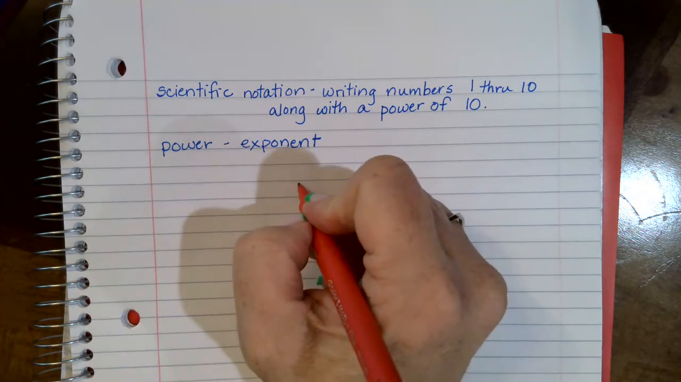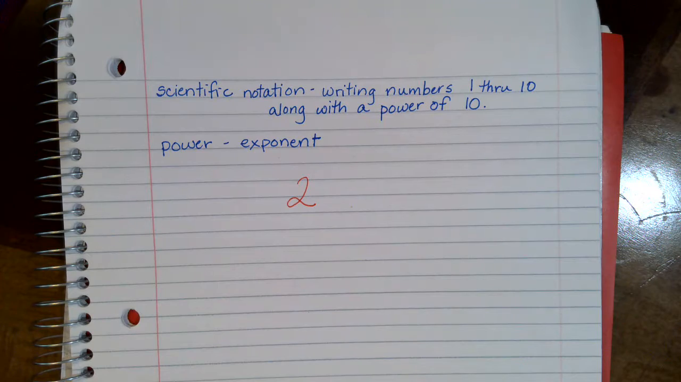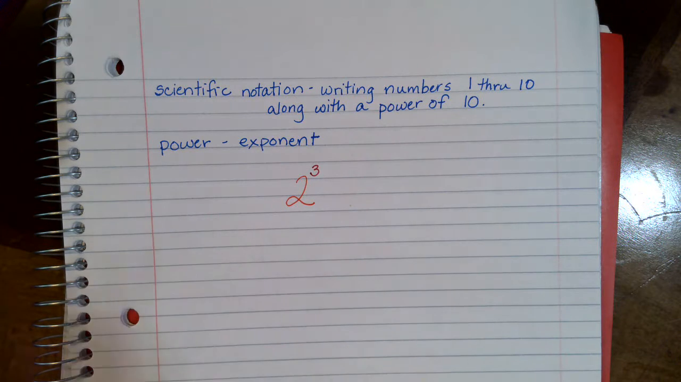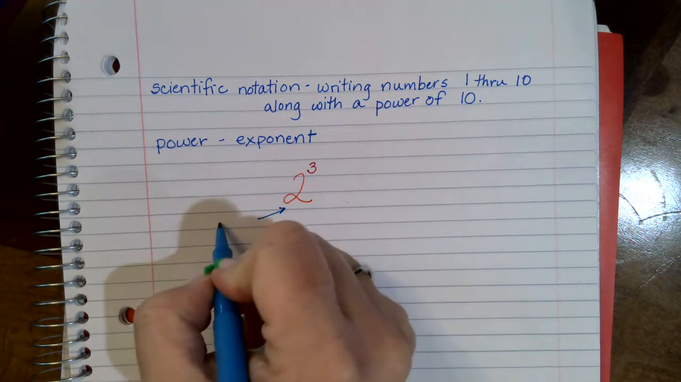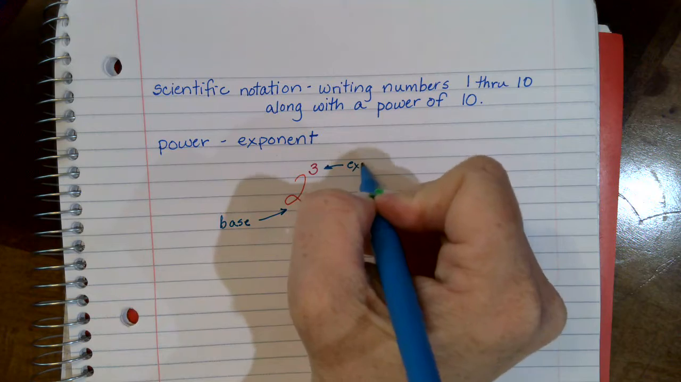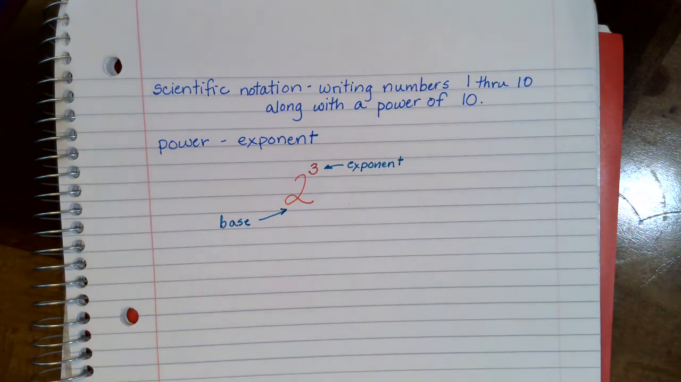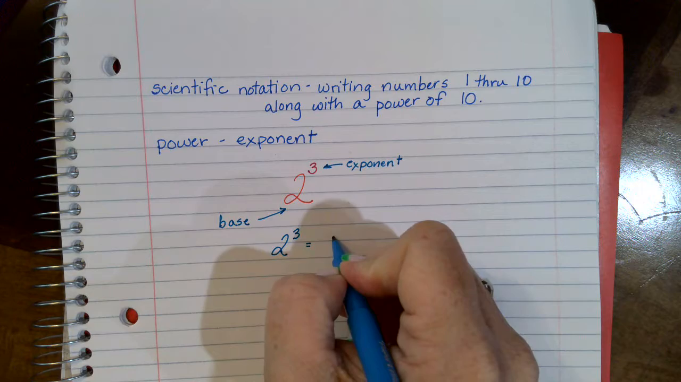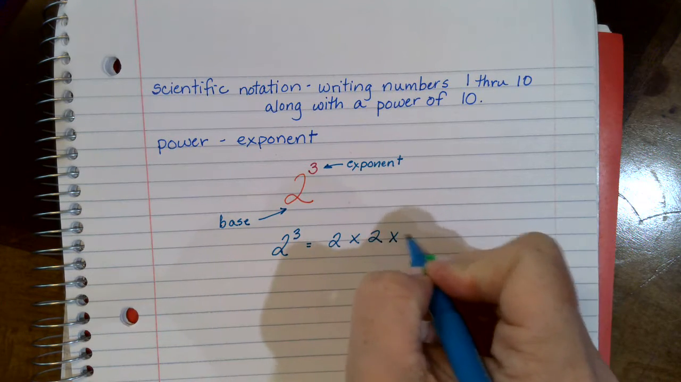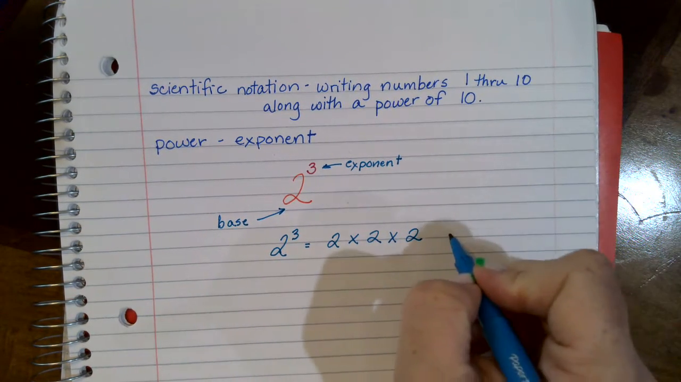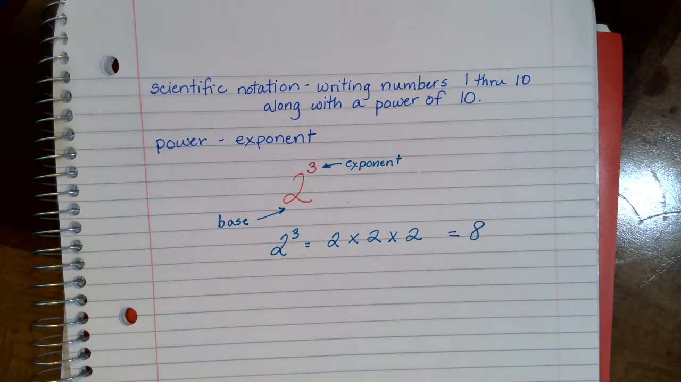So here's a number to the power of 3. This number right here is the base number, and this number right here is the exponent. What 2 to the third power actually means is 2 times 2 times 2. So 2 times 2 is 4, 4 times 2 is 8, 2 to the third power equals 8.